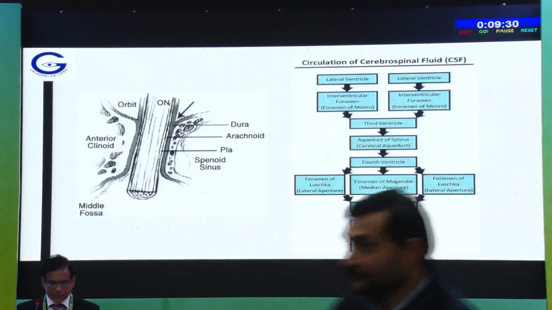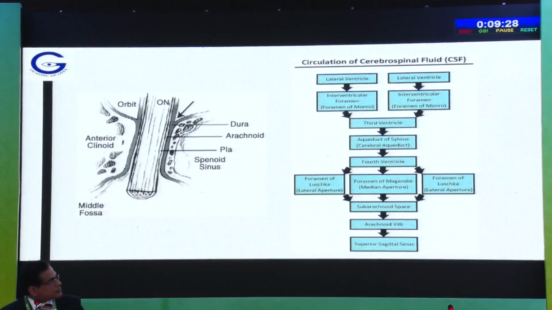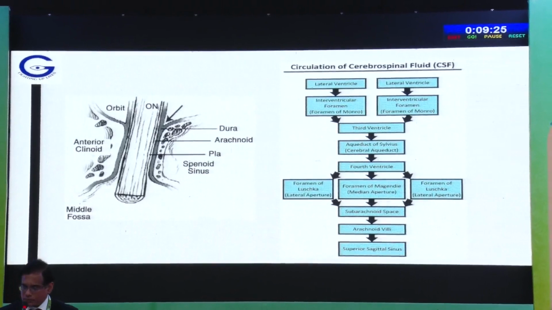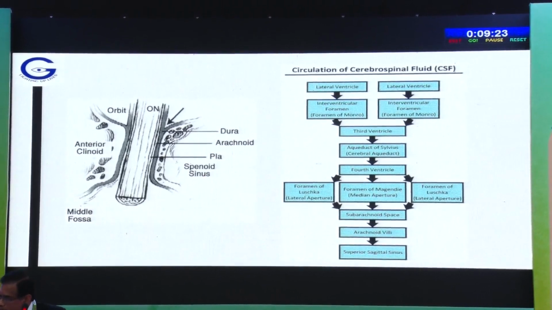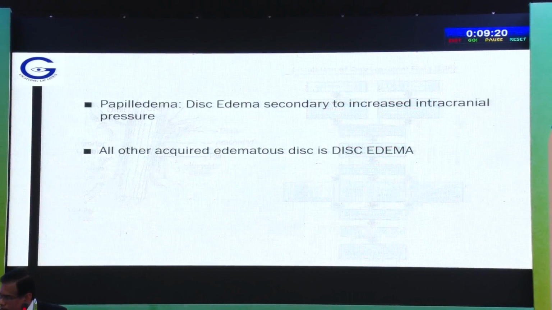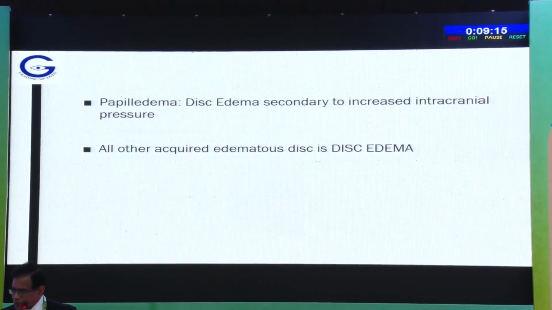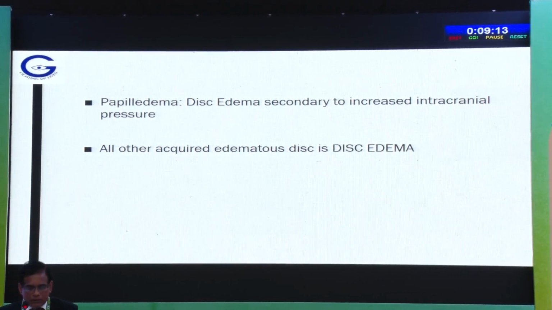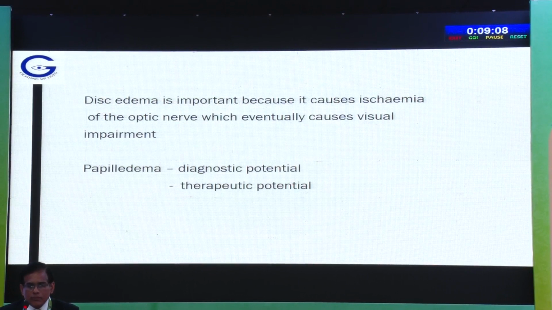The optic nerve meninges is continuous with the brain meninges, so any increase in intracranial pressure will be transmitted onto the optic nerve head, causing disc swelling. Two terminologies are important. Papilledema is disc edema secondary to increased intracranial pressure, and all other acquired edematous discs are disc edema. Disc edema is important because it causes ischemia of the optic nerve, which eventually causes visual impairment. And papilledema has a diagnostic as well as therapeutic potential.